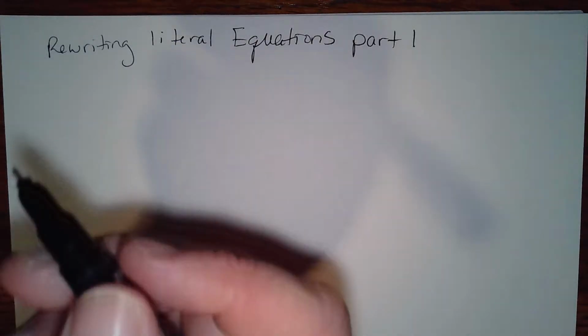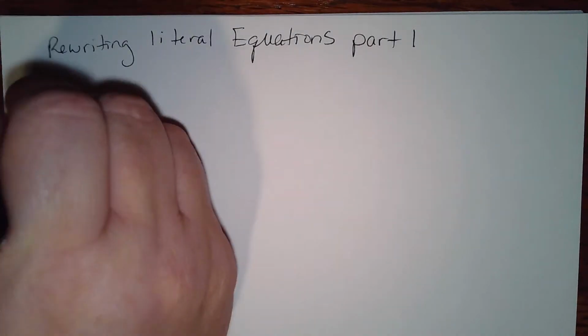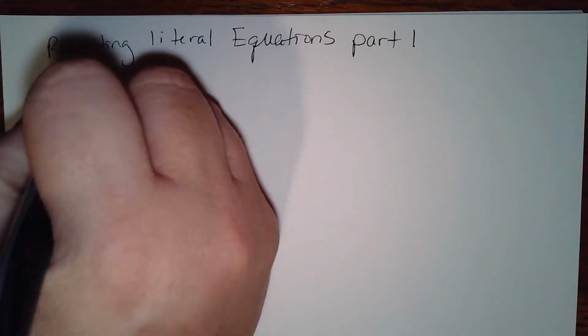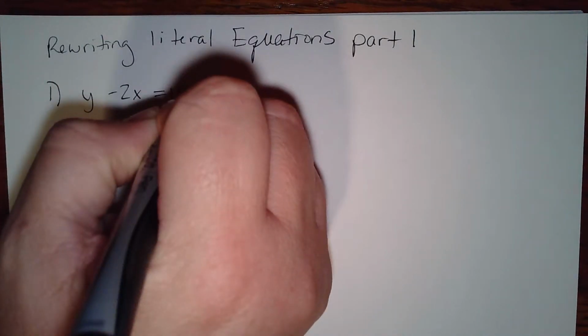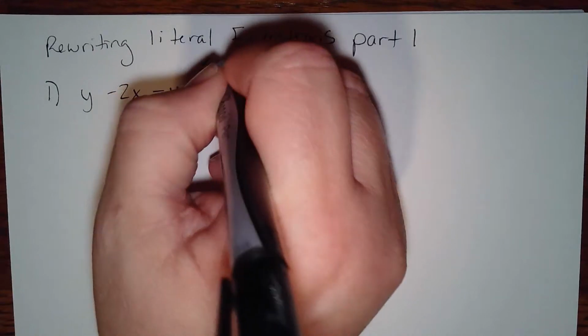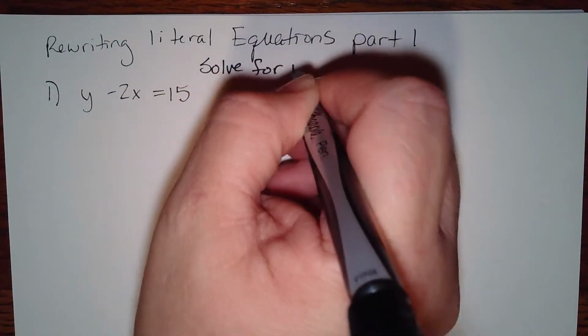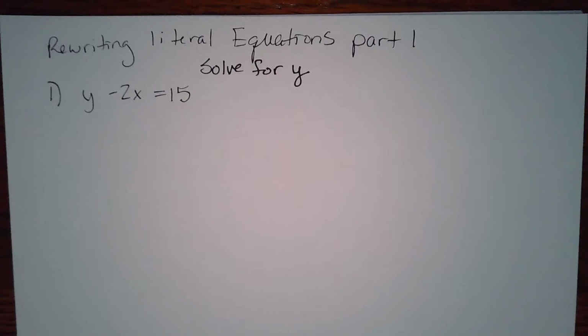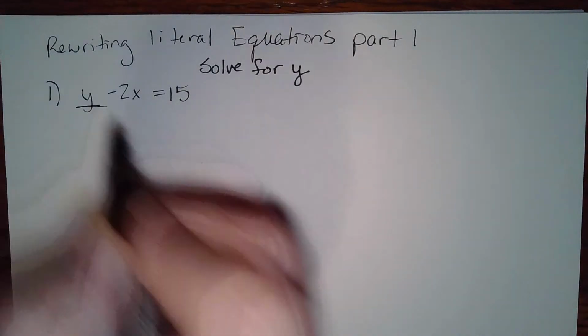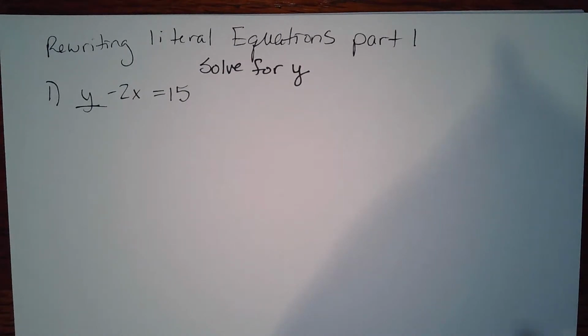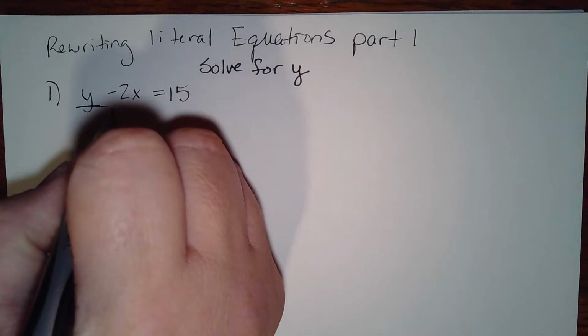So let's take a look at the first one. For number 1, we have y minus 2x equals 15. And this says solve for y. So the important thing is to know what I'm solving for. If I know what I'm solving for, it's actually a walk in the park. So for solving for y, that means I want to isolate y. To do that, we need to get everybody else on the other side. So basically, it's the same thing we've been doing. So I'm going to take and add 2x across.